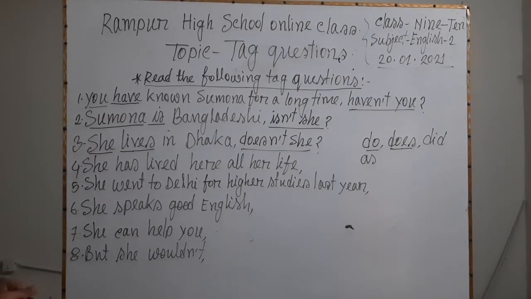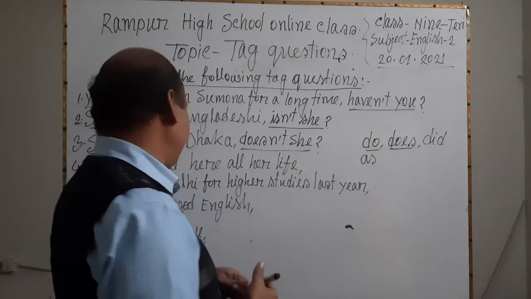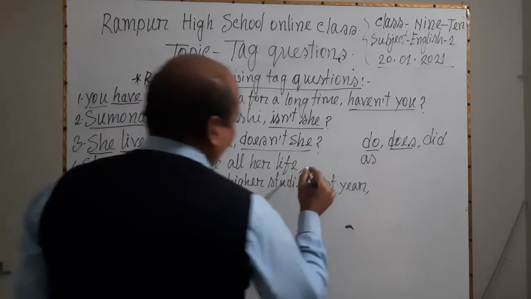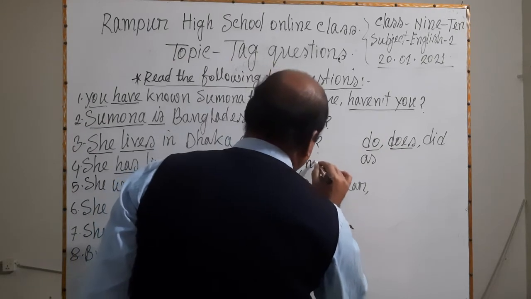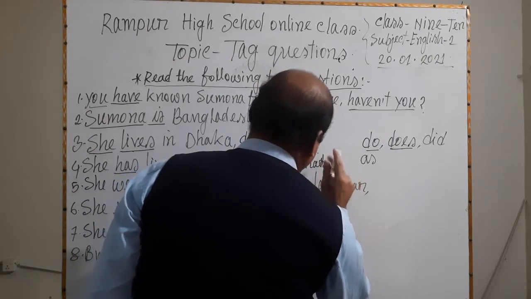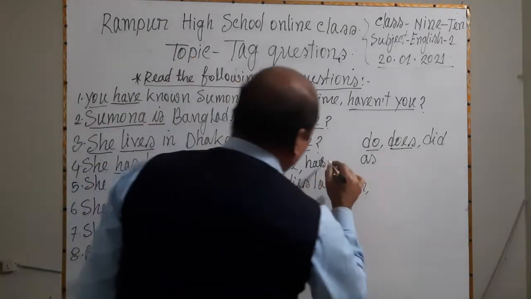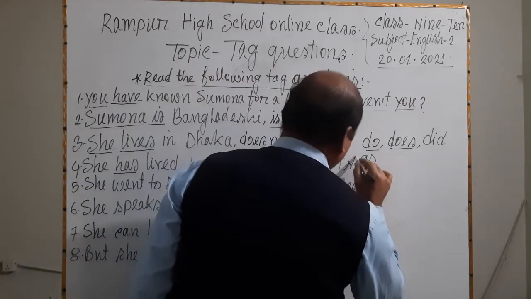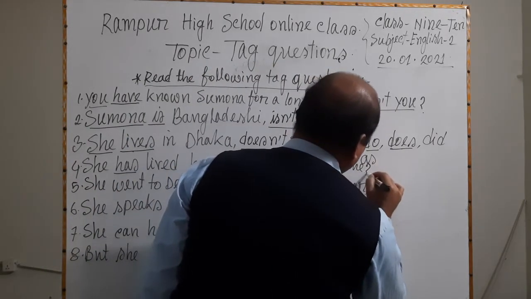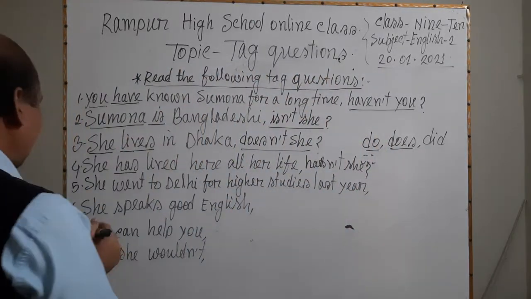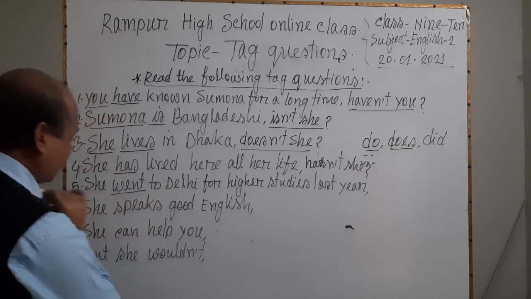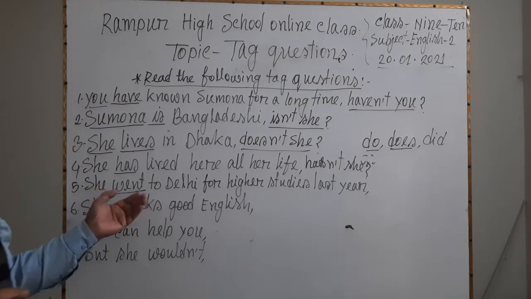The learners, then number 4, she has lived here all her life. Here there is an auxiliary verb, so we will use the auxiliary verb has. Then it is affirmative, so we will use the negative form, then subject she, then sign of interrogation. The learners, then follow, in the statement there is no auxiliary verb here.